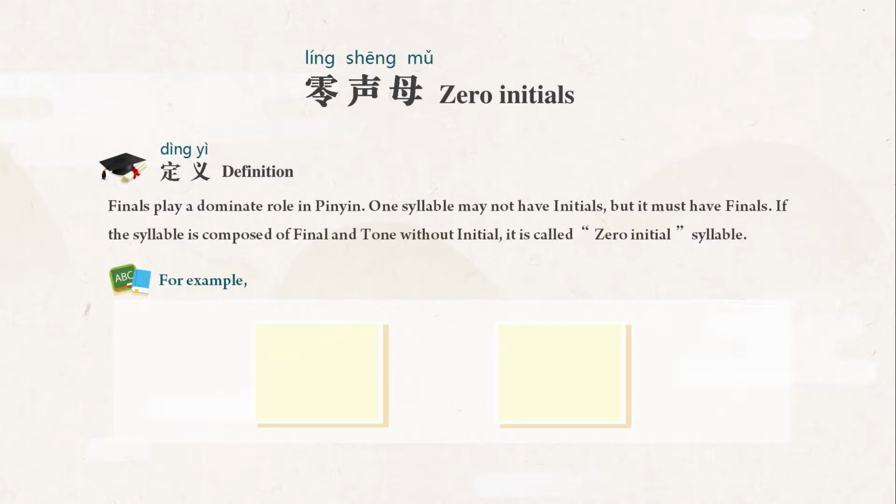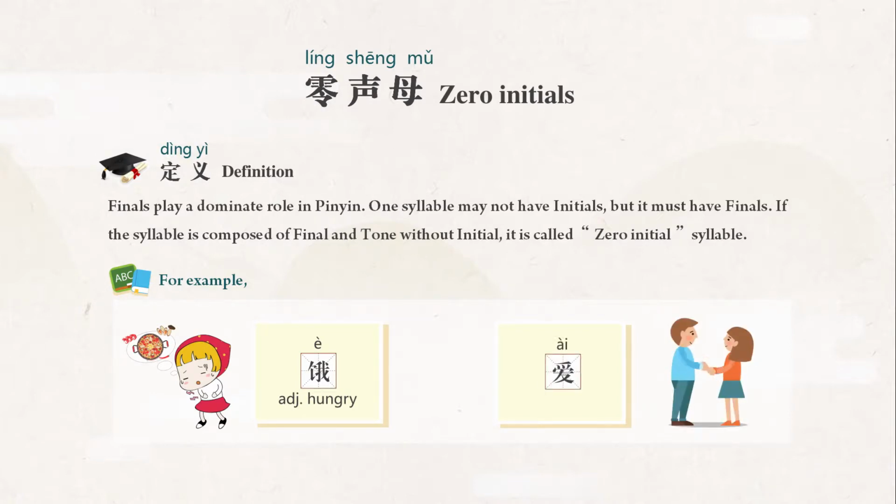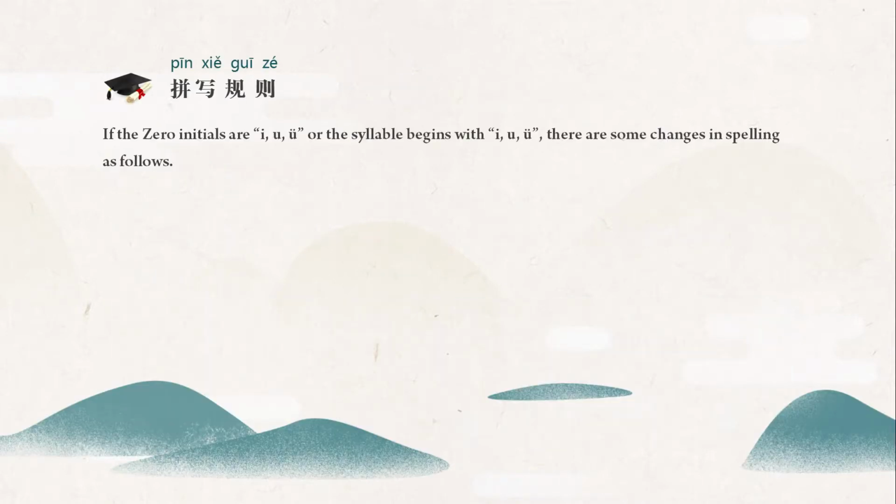For example, 饿, 爱. Now we know what the zero initial syllable is. The following content is provided for us to learn some special spellings of zero initial, that are i, u, yu, or the syllables that begin with i, u, yu.